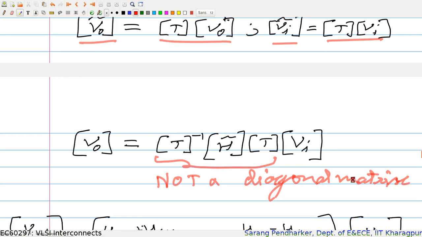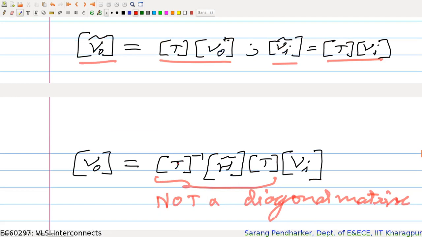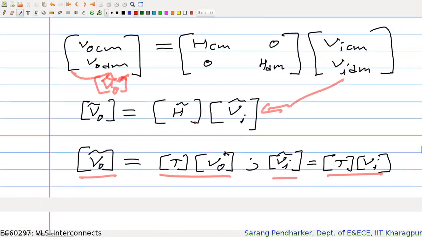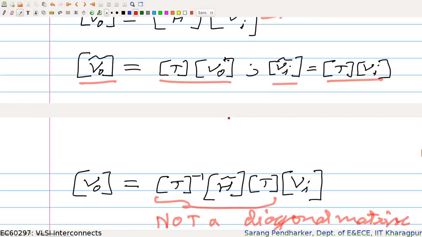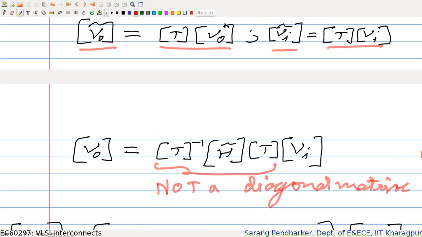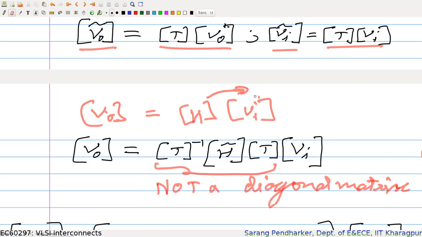So I would strongly recommend that you use the T matrix which we have defined earlier, and then use this HCM and HDM matrix, and then try to find out what is this matrix. So this is your H matrix. So your V out is equal to H into V in. And this is important because this will tell you what would be your transfer characteristics, and this will also help you characterize the crosstalk noise.